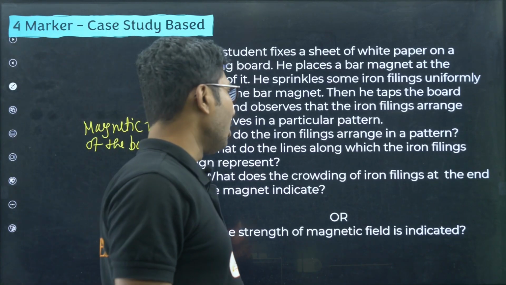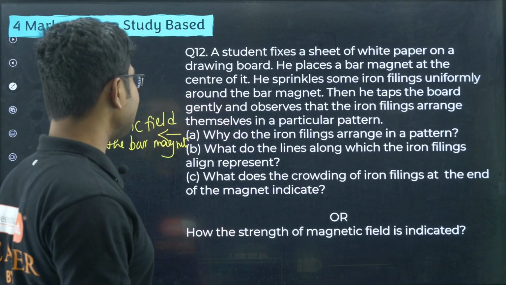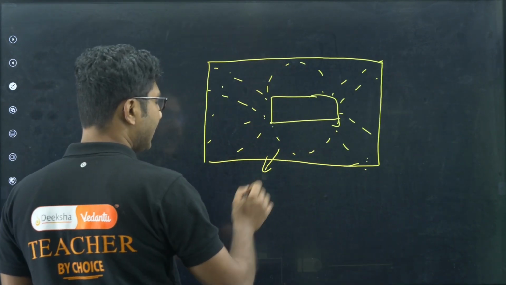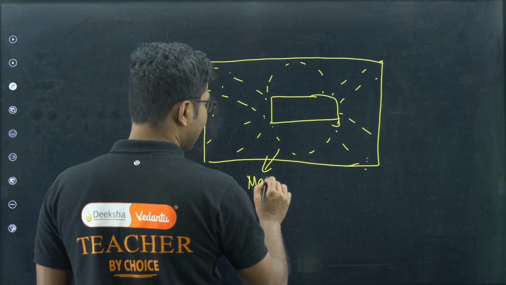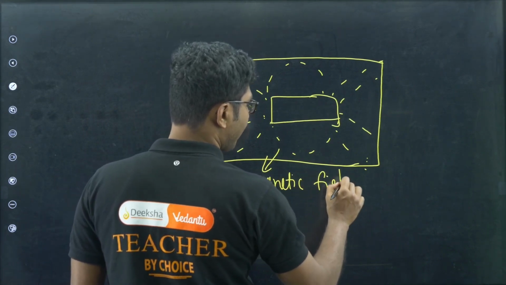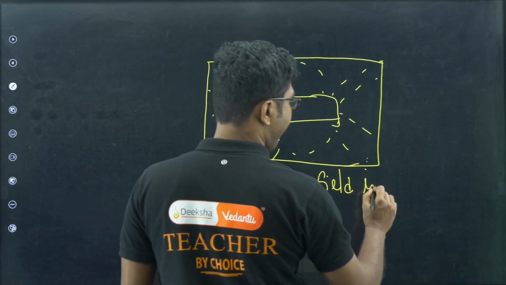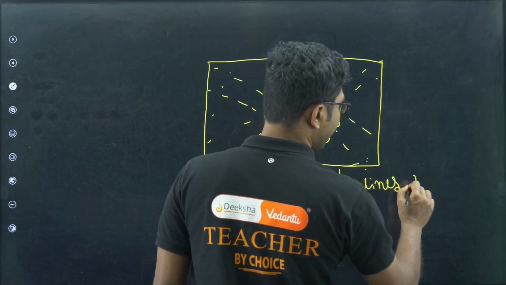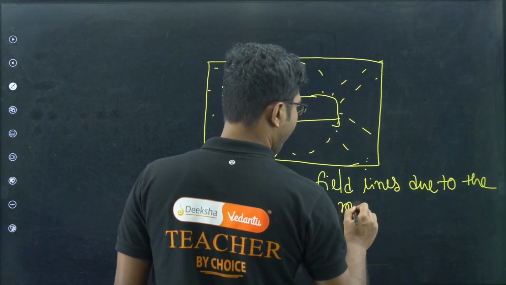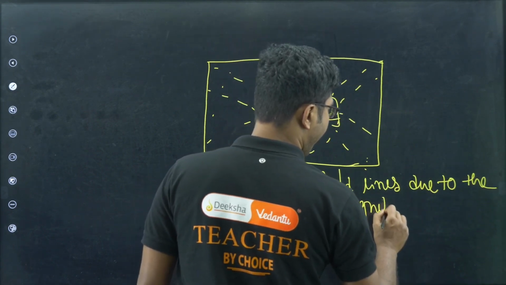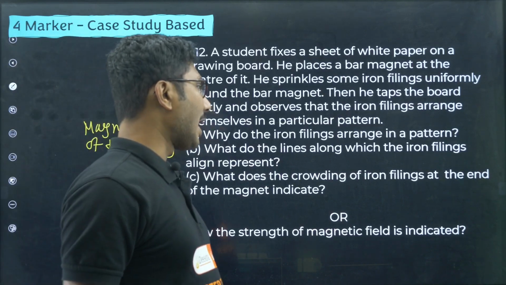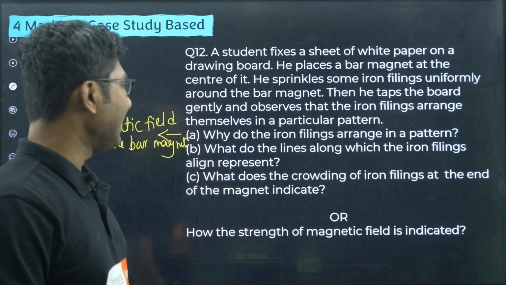What do the lines along which the iron filings align represent? So, what is the representation of these lines? They represent the magnetic field lines due to the magnet, right. Now, what else? What does the crowding of the iron filings at the end of the magnet indicate?